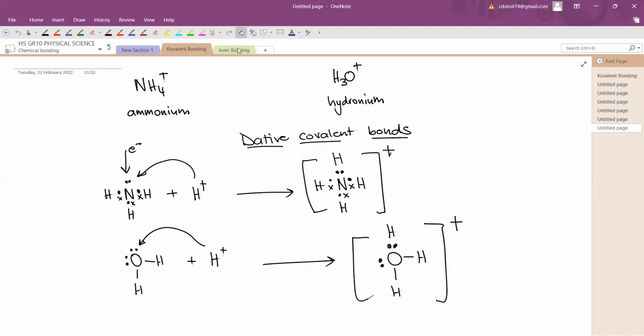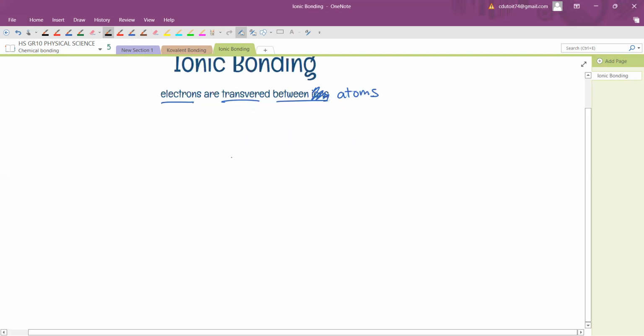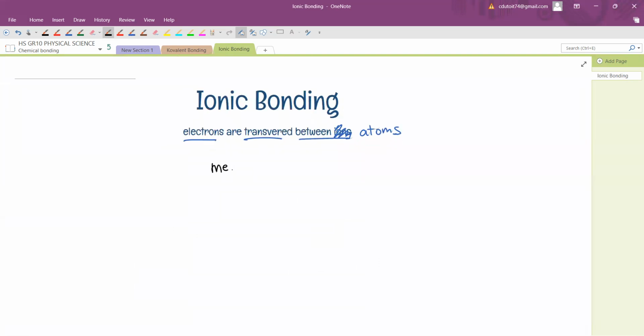Okay, ionic bonding. Okay, the key words are the following. Electrons are transferred between atoms. The ions afterwards, atoms. Okay, and this bond happens between a metal plus a non-metal.